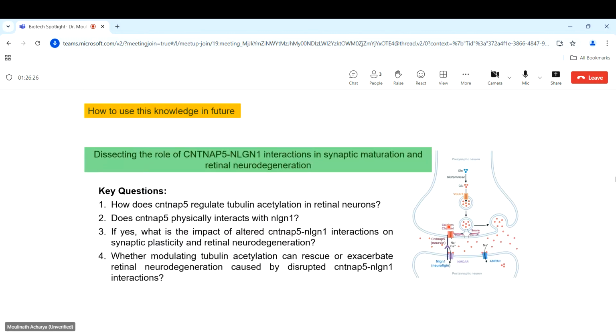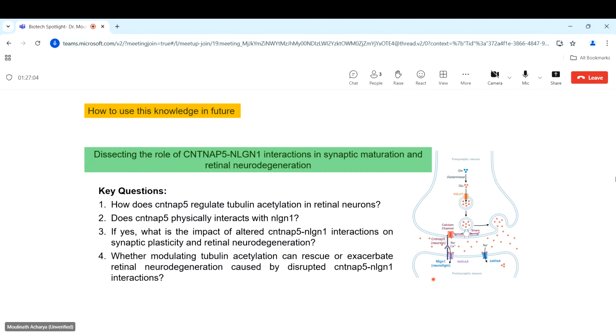Now the obvious question is how to use this knowledge in future. What we are planning using CNTNAP5 and NLGN1 is to dissect the role of their interactions in synaptic maturation and retinal neurodegeneration. You can see this structure. CNTNAP5 is a type of neurexin, which acts through the calcium signaling pathway, and NLGN1, or neuroligin 1, is guiding through the postsynaptic membrane NMDA receptor.